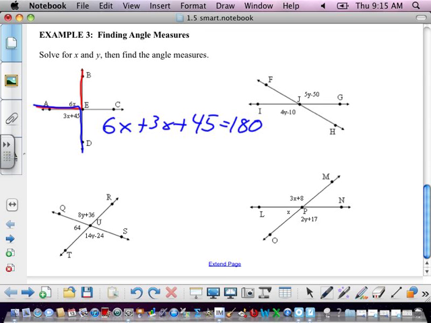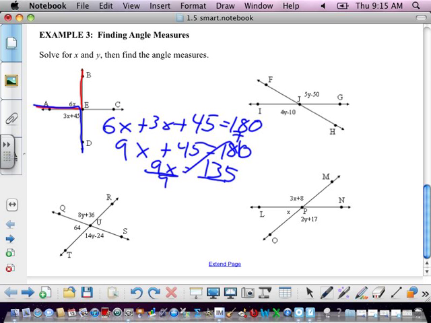Okay, so let's combine like terms. 6x plus 3x is 9x plus 45 equals 180. And then I'm going to subtract 45 from both sides. 10 minus 5 is 5, 7 minus 4 is 3, so 135. Divide that by 9. 9 goes into 13... 15. What is it? 15. 15, thank you.